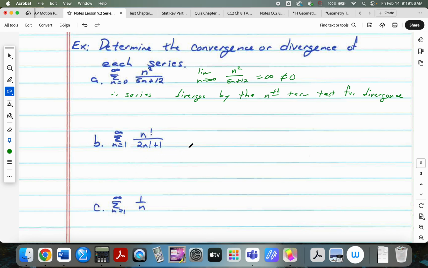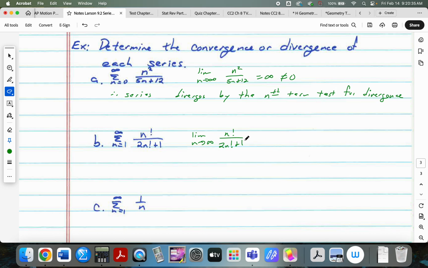All right, let's take a look at this one. As n goes to infinity, n factorial over 2n factorial plus 1. Now, both the numerator and the denominator are going to go to infinity. That's pretty apparent. And it's not something that we can use L'Hopital's rule on because, well, how do you take the derivative of a factorial? I don't have any idea. I don't know that you can. It's beyond what I know.